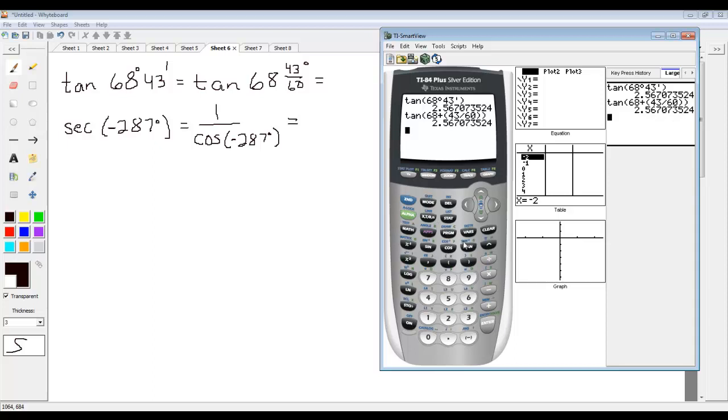Alright, and then secant of negative 287, you can do 1 divided by cosine of negative 287, and then that should give you your value. And there you go.